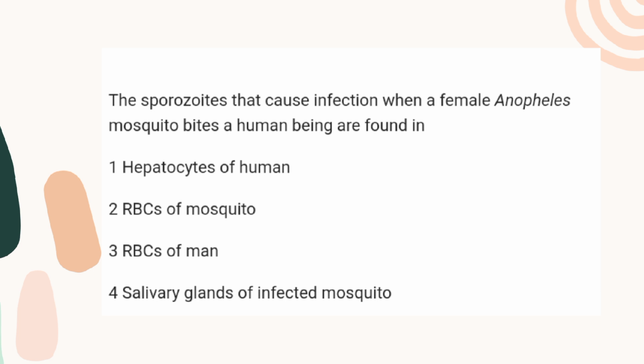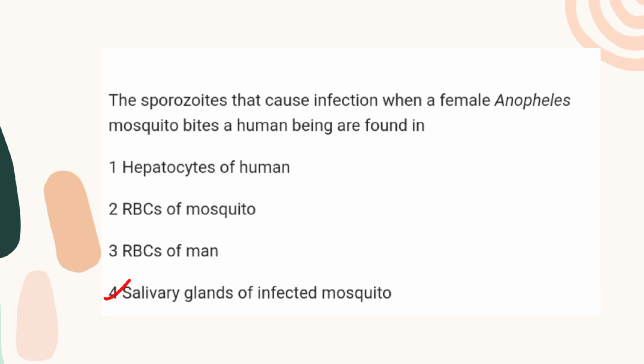It is found in the salivary glands. Okay, I have discussed this. In hepatocytes, we can see the sporozoites. In RBCs of mosquito, we will be looking at the gametocytes, and in RBC of man, we'll be looking at sporozoites. But the stage that infects a human being is found in the salivary glands of infected mosquitoes.